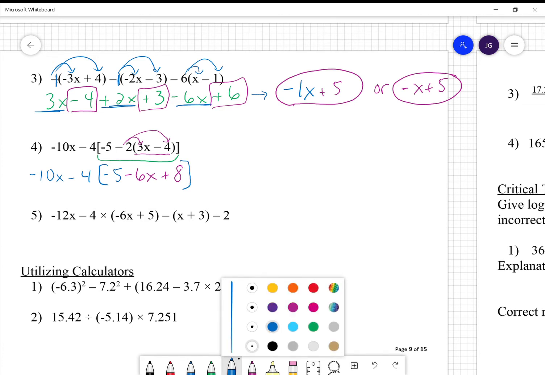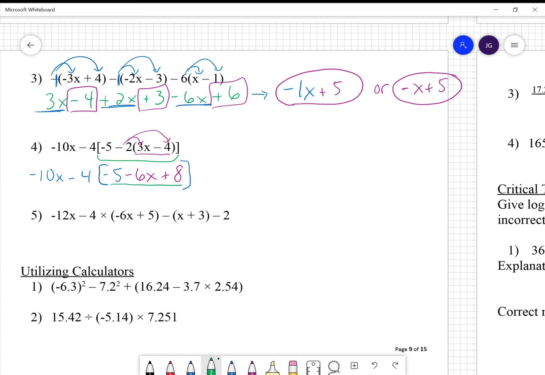Okay, now in my parentheses, I have like terms. Negative 5 and positive 8 are like terms. So I will have negative 10x minus 4 bracket. Negative 5 and 8 is a 3. I'll do that in a different color. Minus 6x. I have my brackets. 3 minus 6x cannot be combined because they are not like terms.